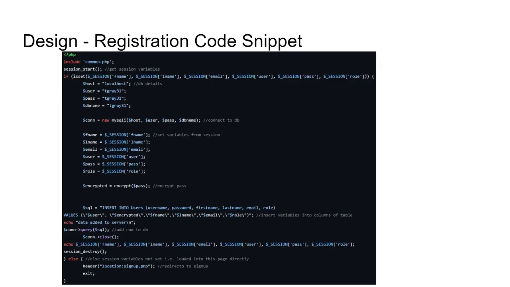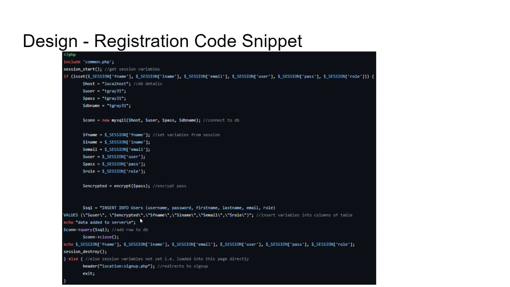This is the code for the complete registration page. If the session variables are not set, then you are forced to return to the signup, otherwise this proceeds. Once again, the SQL database details are put here and the connection is reestablished, and then new variables are made with the session variables, and a new encrypted variable is created from the encryption of the password.